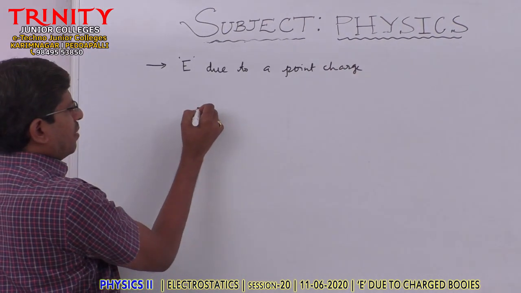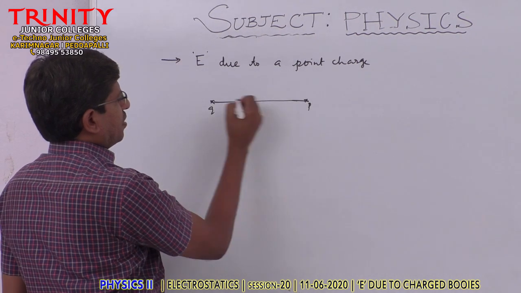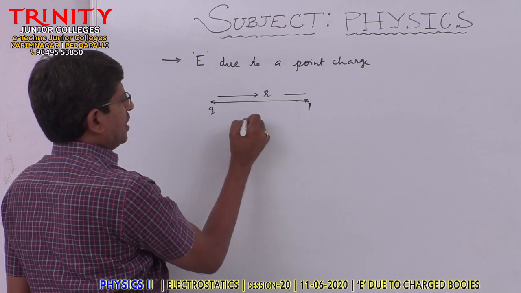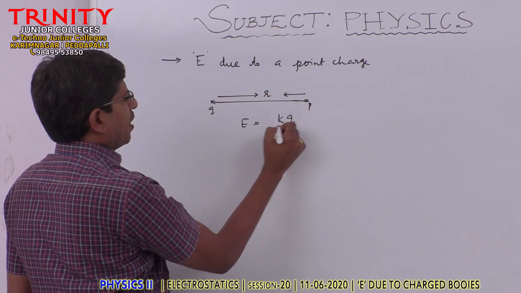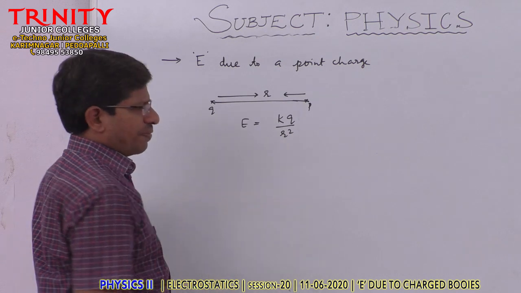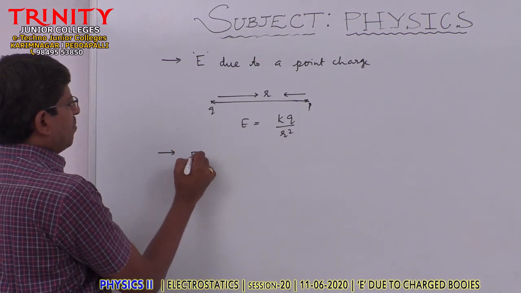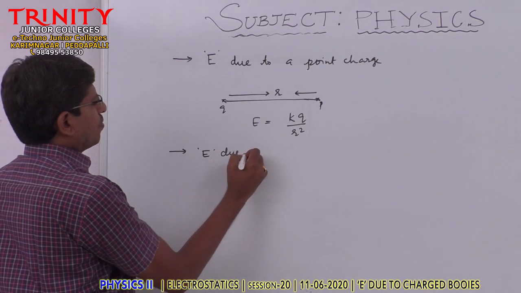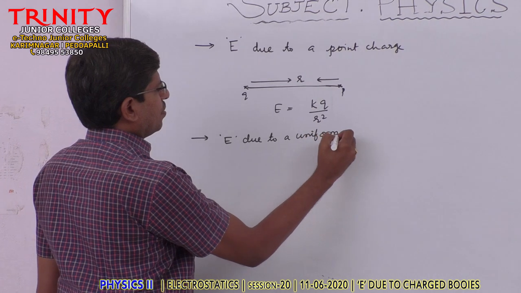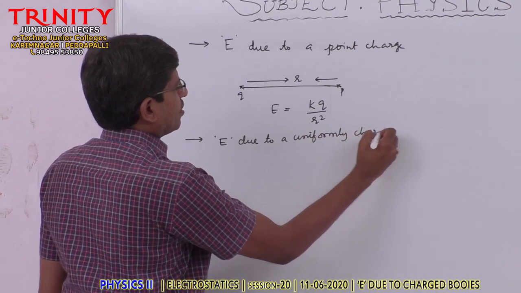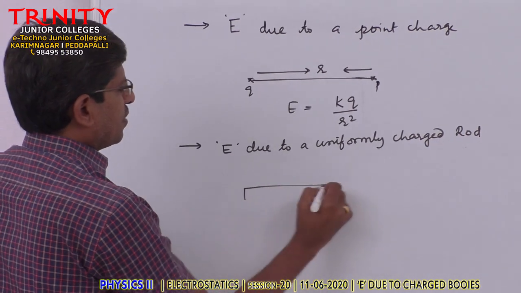That means whenever some charge is at a given point, at a distance r, the E value is kq by r square. This is what we did previously. Next, I went on explaining E due to a uniformly charged rod, and the two cases we have taken there.